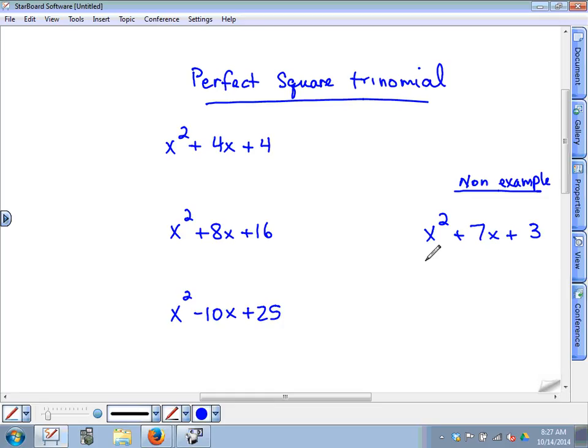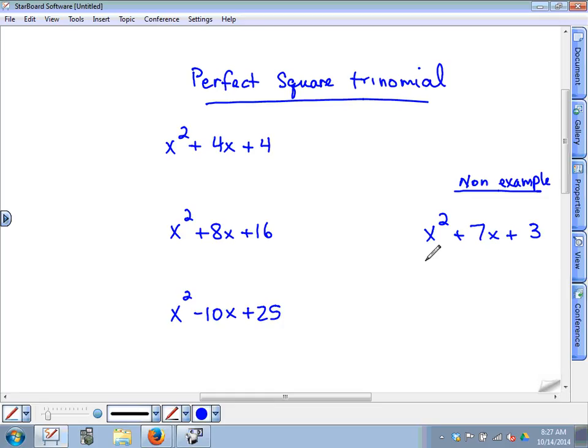Well, let's break this down into more simple terms. What is a trinomial, first of all? Trinomial, tri means? 3. So those are all trinomials, yes or no? Those are all trinomials. But why are some of them perfect square trinomials? Some of them are not. What do you think, Rachel?